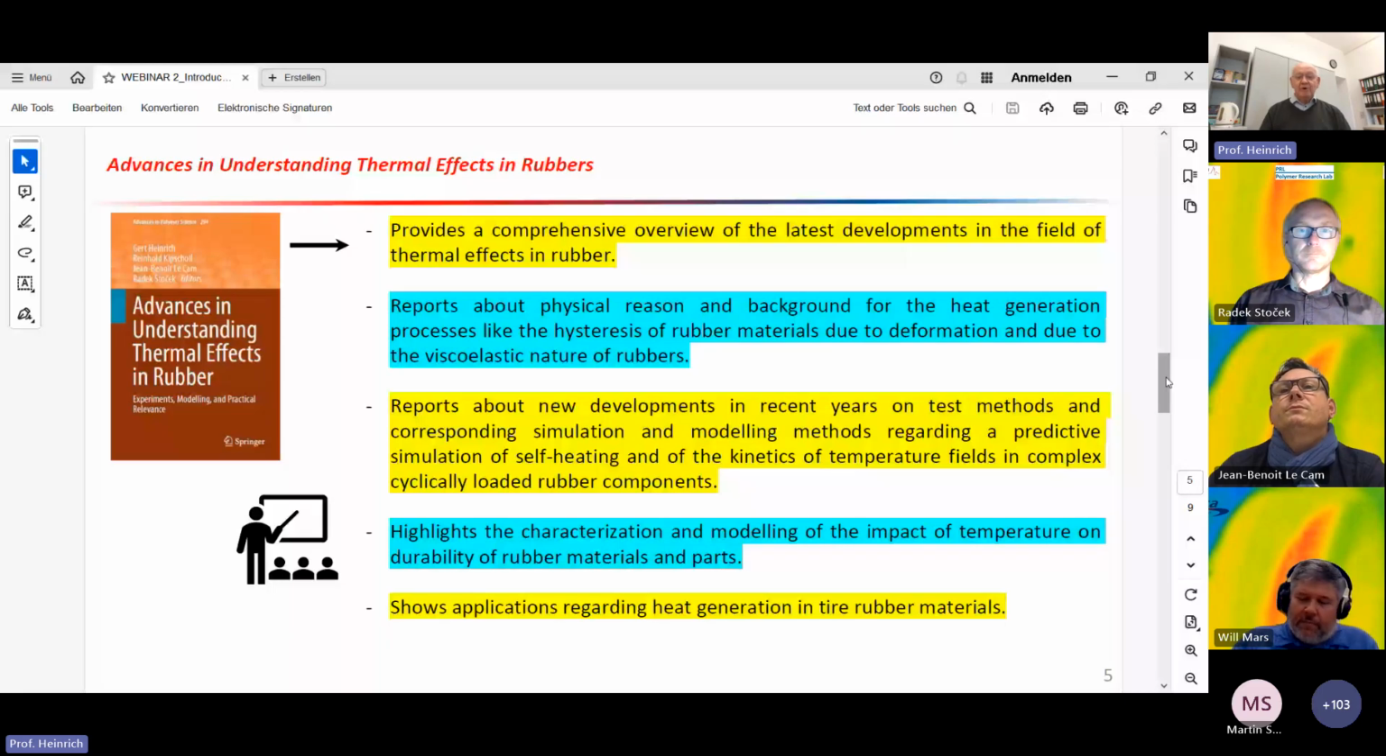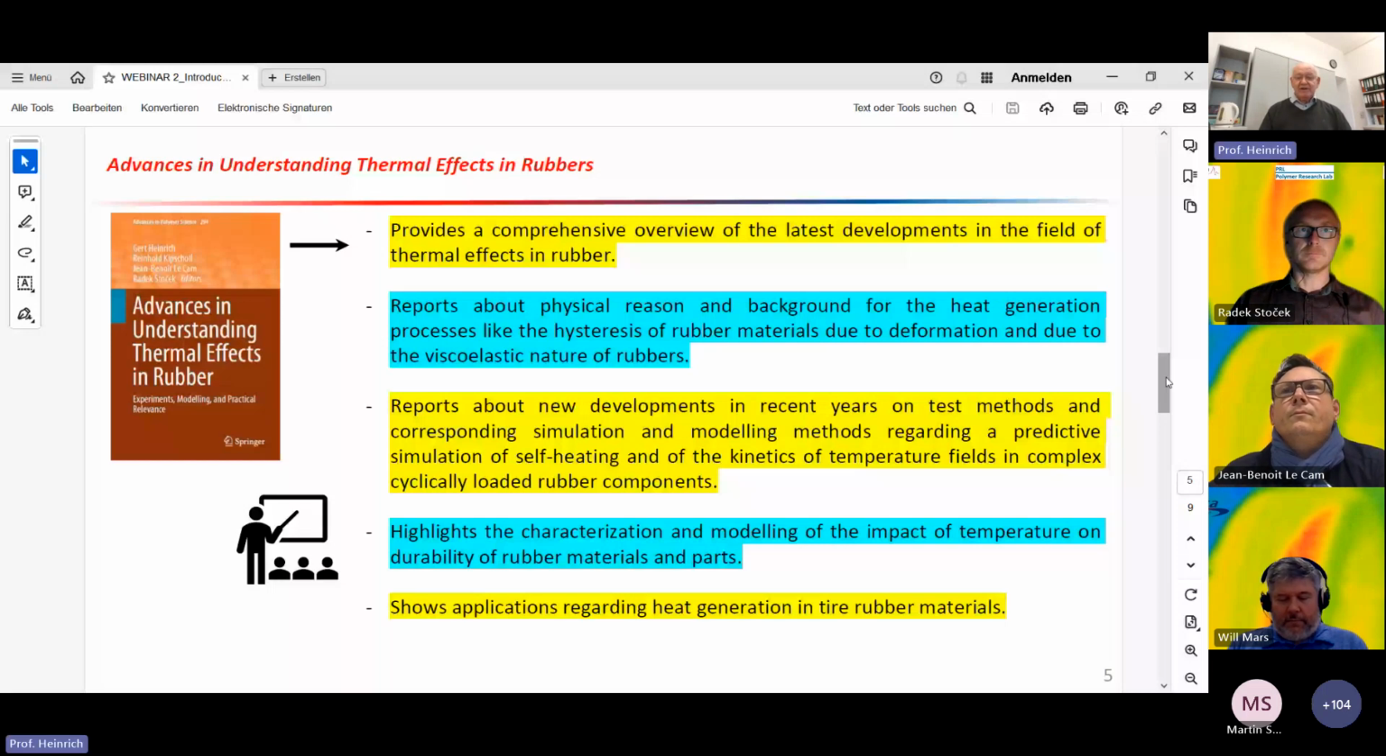We also report in this book about new developments in recent years on test methods and the corresponding simulation and modeling methods, physical modeling, numerical modeling, etc. So the final goal should of course also be to have in hand a tool that allows a predictive simulation of self-heating and also of the kinetics of temperature fields in rather complex loaded rubber components.